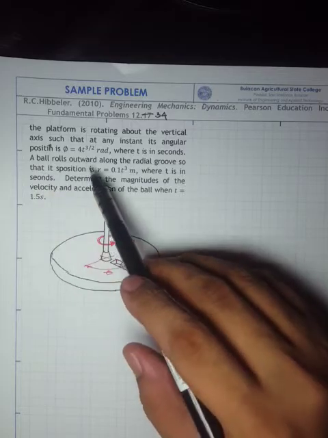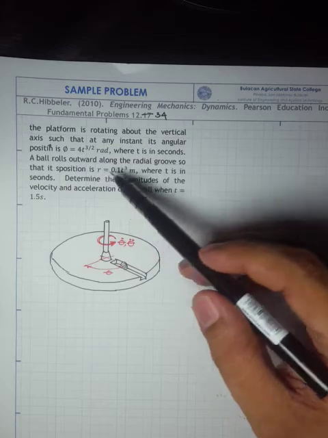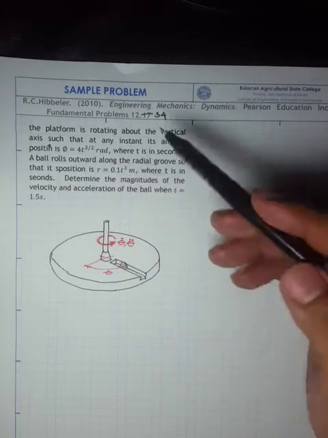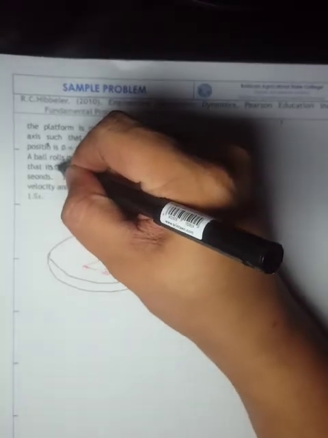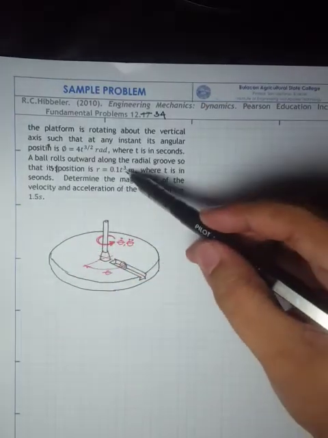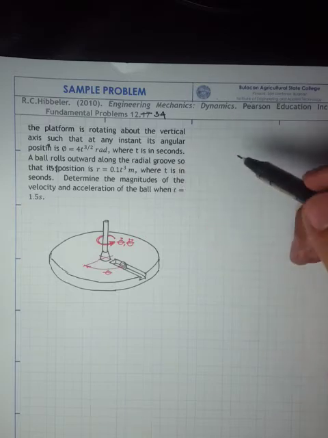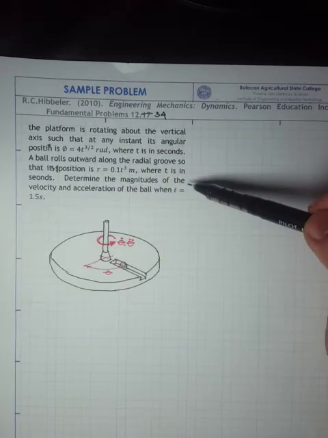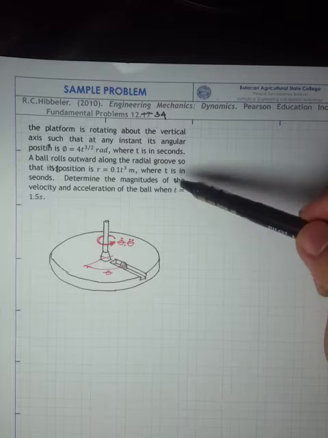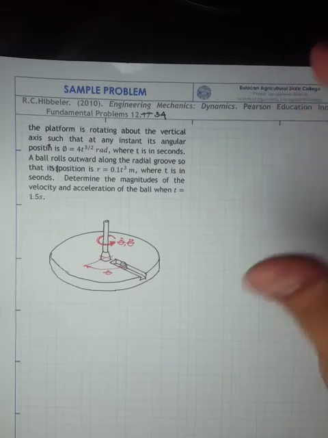A ball rolls outward along the radial groove so that its position r is equal to 0.1 t cubed in meters, where t is in seconds. Determine the magnitudes of the velocity and acceleration of the ball when t is equal to 1.5 seconds.